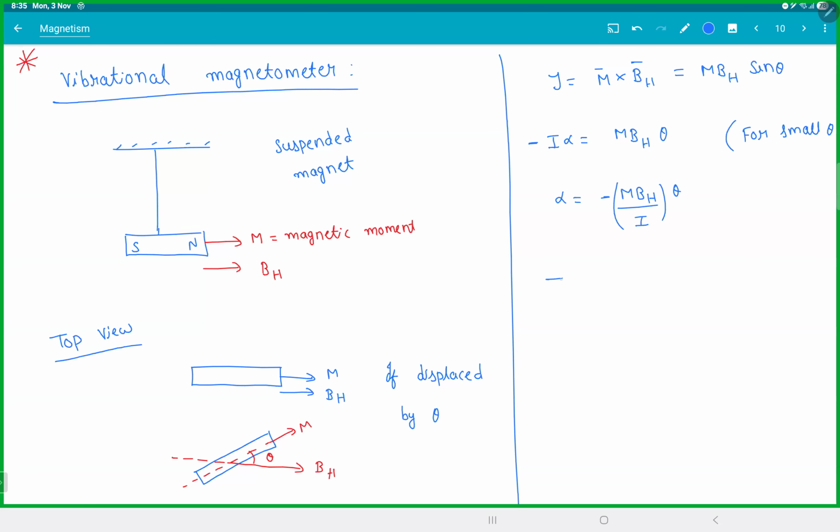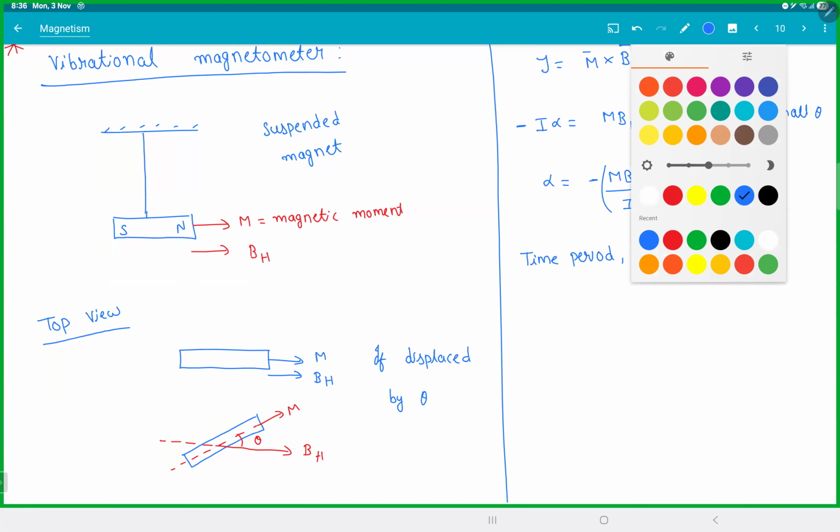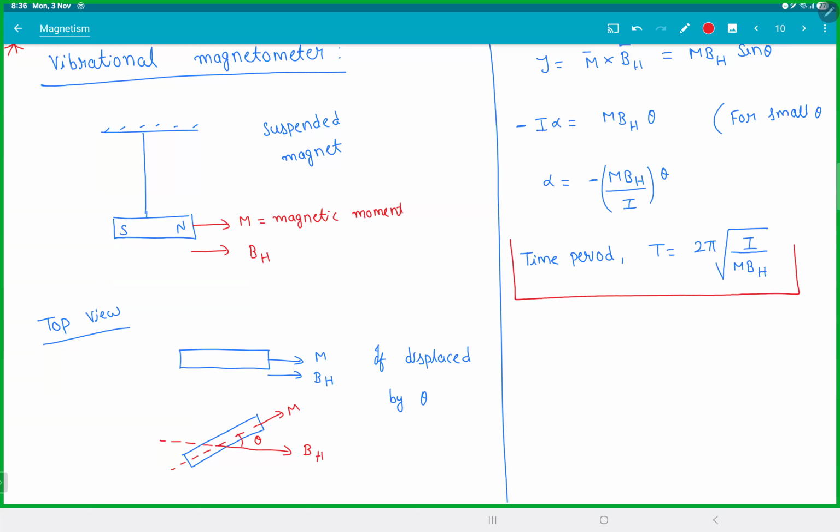Therefore, the time period T is given by 2 pi root over I by MBH. You should definitely mug up the formula there. If you suspend a magnet and oscillate it for small oscillations, it will do an angular SHM. Here I is the moment of inertia of the magnet, M is the magnetic moment, and BH is the Earth's magnetic field. That's it. Concept-wise, it's not a big concept or anything. It's just an SHM there.